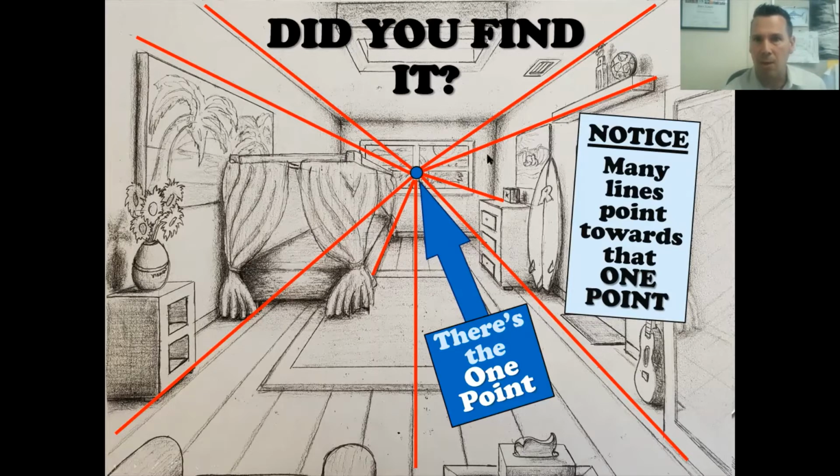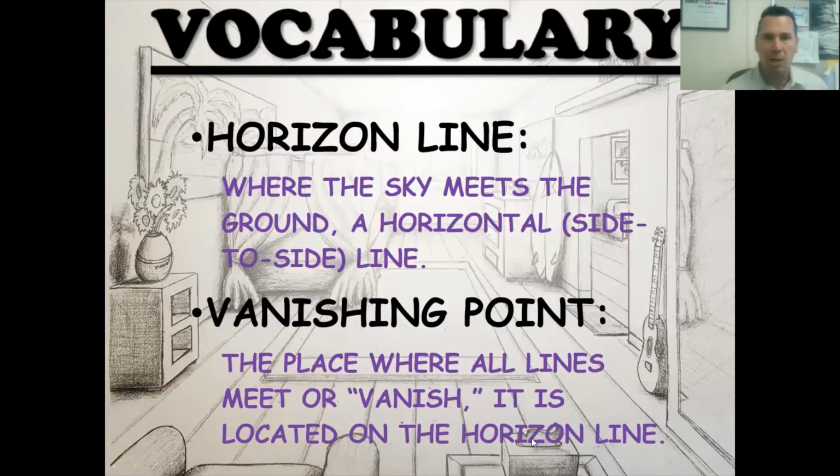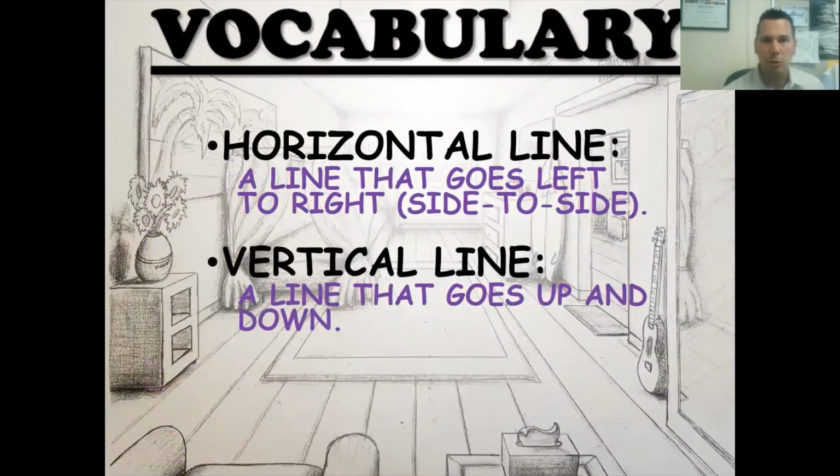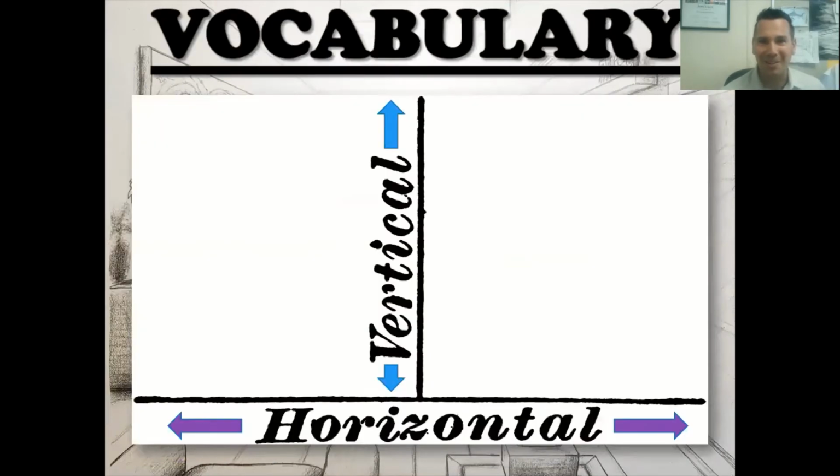So if you look around the room, most of the lines, if you really get advanced, you can do curved lines like this. But for the most part, most lines are either vertical, horizontal, or orthogonal. Sure hope I'm saying that word correctly.